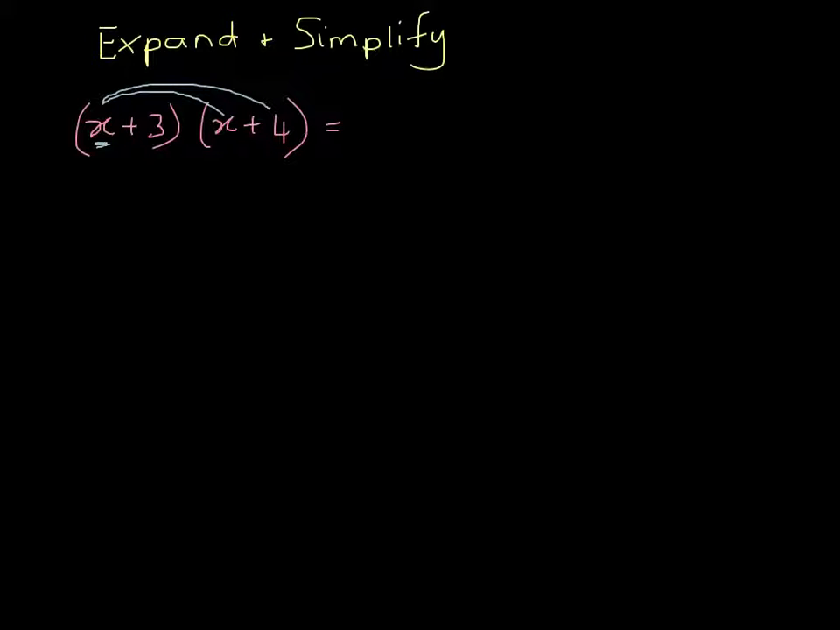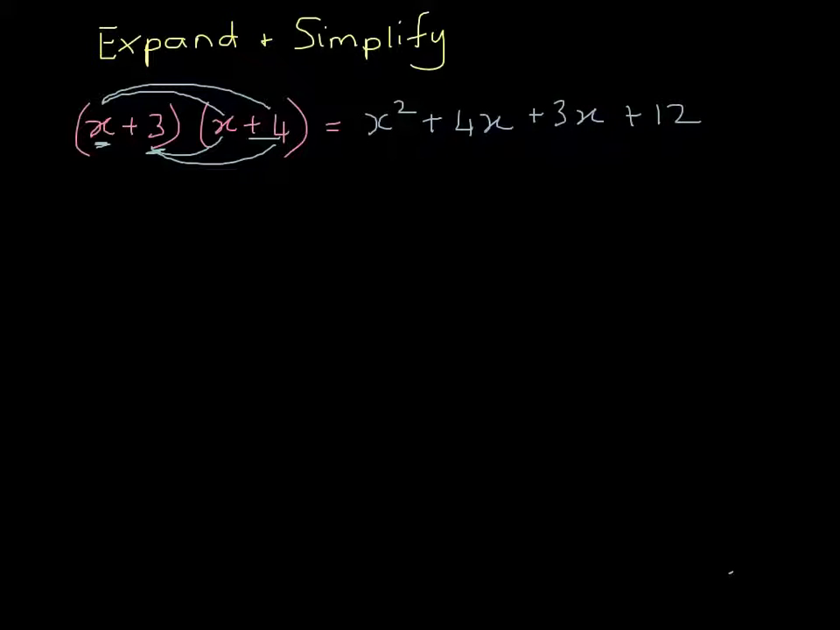So I have an x multiplied by an x, so I have an x squared. I have an x times a positive 4, so that's a plus 4x. And then I start with the second term, and multiply everything by that. I've got a 3 times an x, plus 3x, and a positive 3 times a positive 4. Remember to multiply these, we're going to get a positive 12.